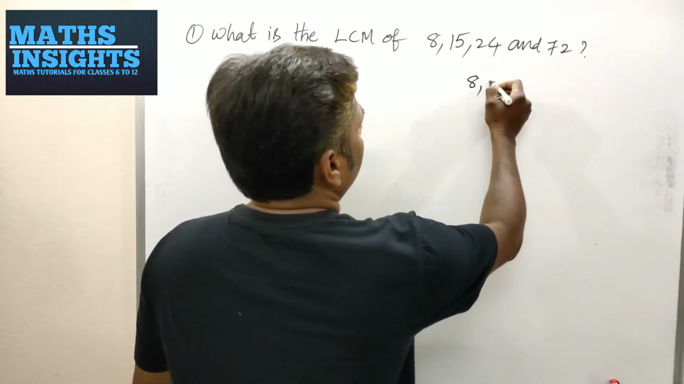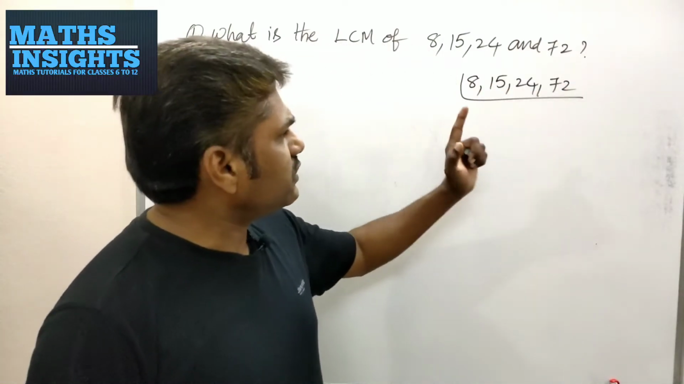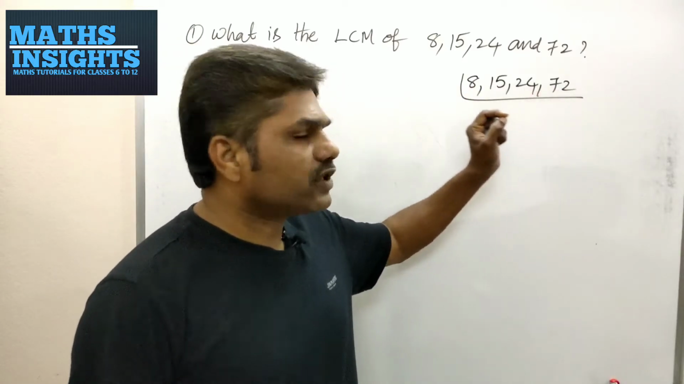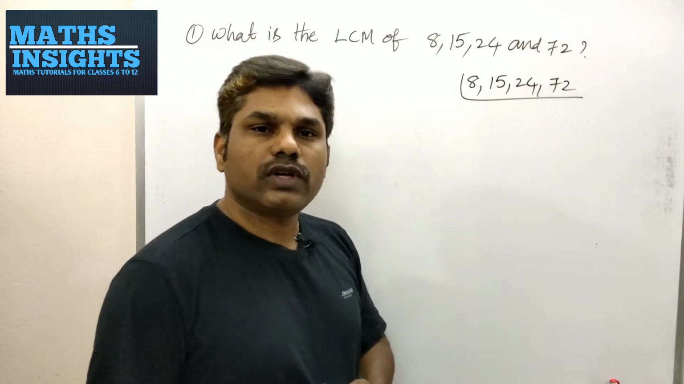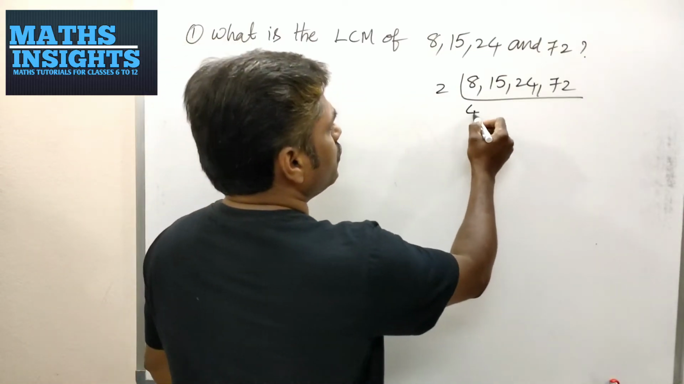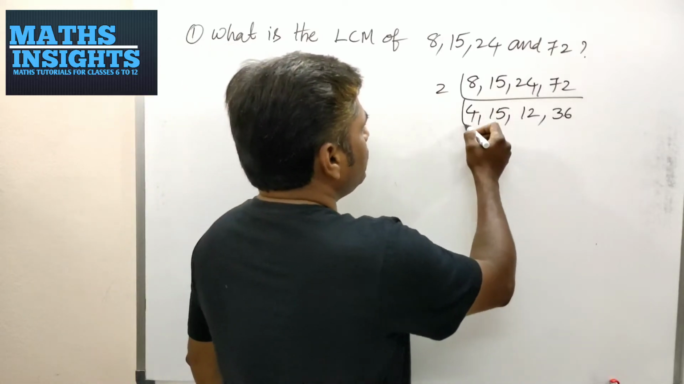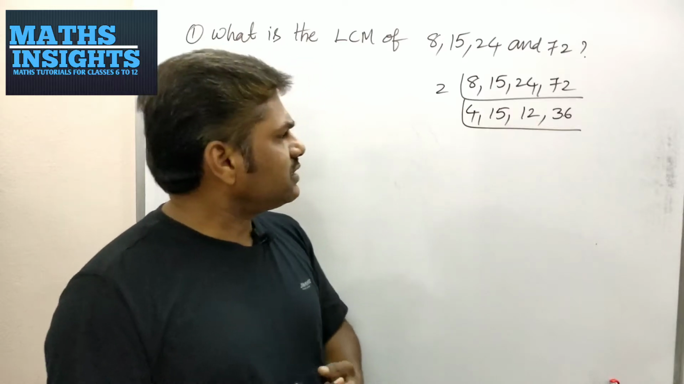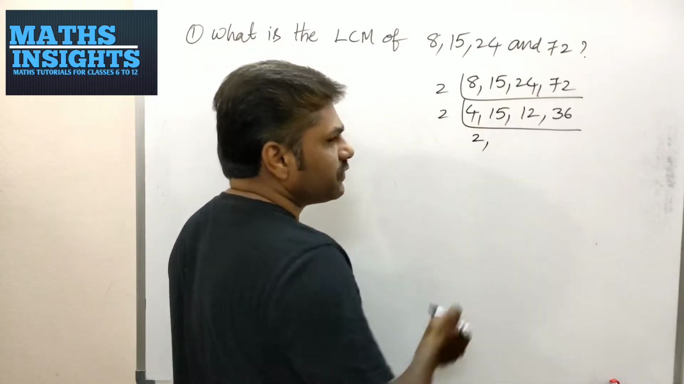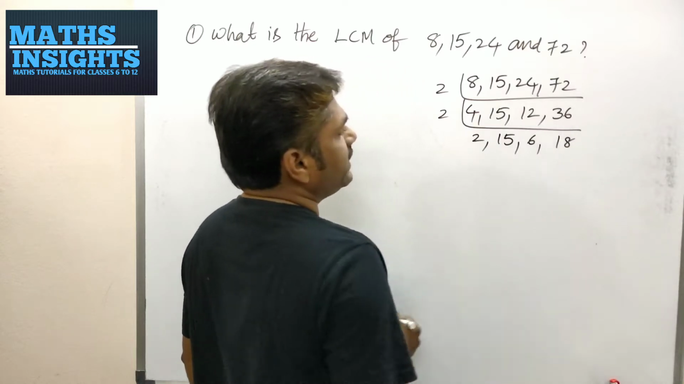Okay, now I am finding the LCM of these four numbers: 8, 15, 24 and 72. The starting prime number is 2. If you observe, three numbers are divisible by 2, so I may start the division with 2. Even though 15 is not divisible by 2, you can carry it forward. So 2 4s are 8, this is 15, 2 12s are 24 and 2 36s are 72. Again, if you observe, you can divide all these numbers by 2 except 15. Again, 2 2s are 4. Since 15 is not divisible exactly by 2, I am writing 15. This is 2 6s are 12, this is 2 18s are 36.